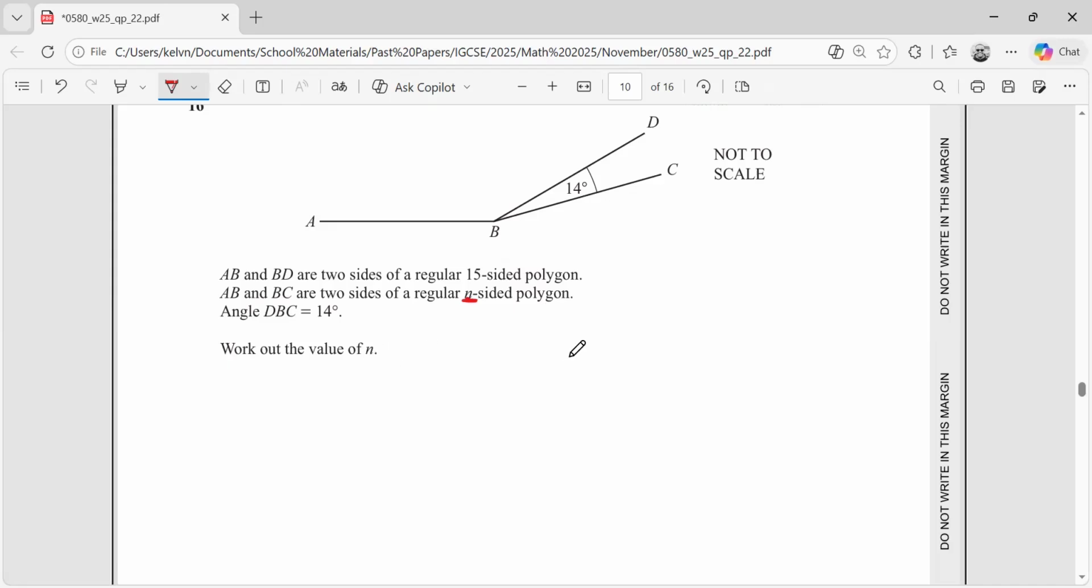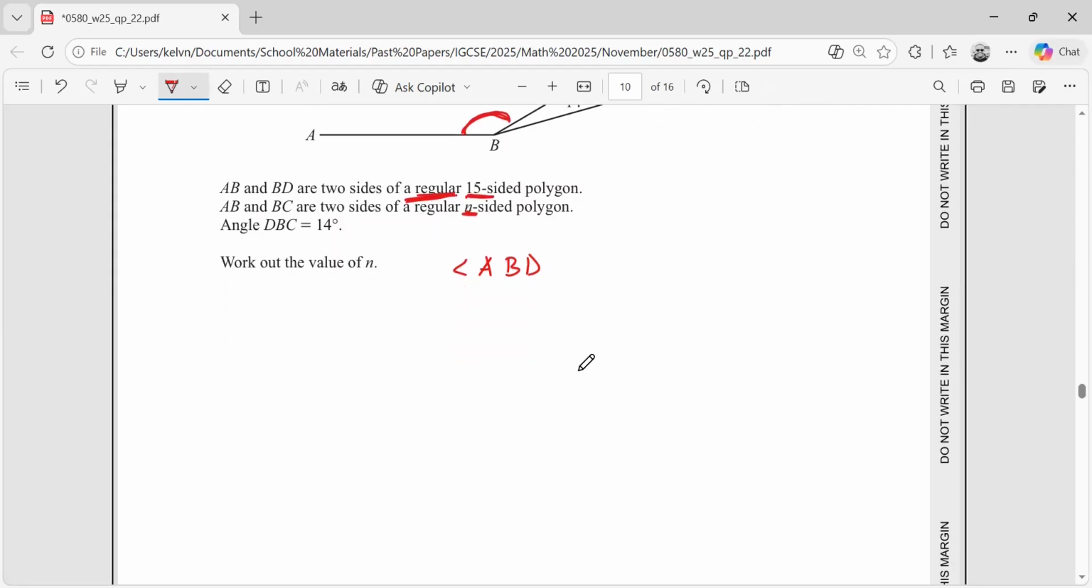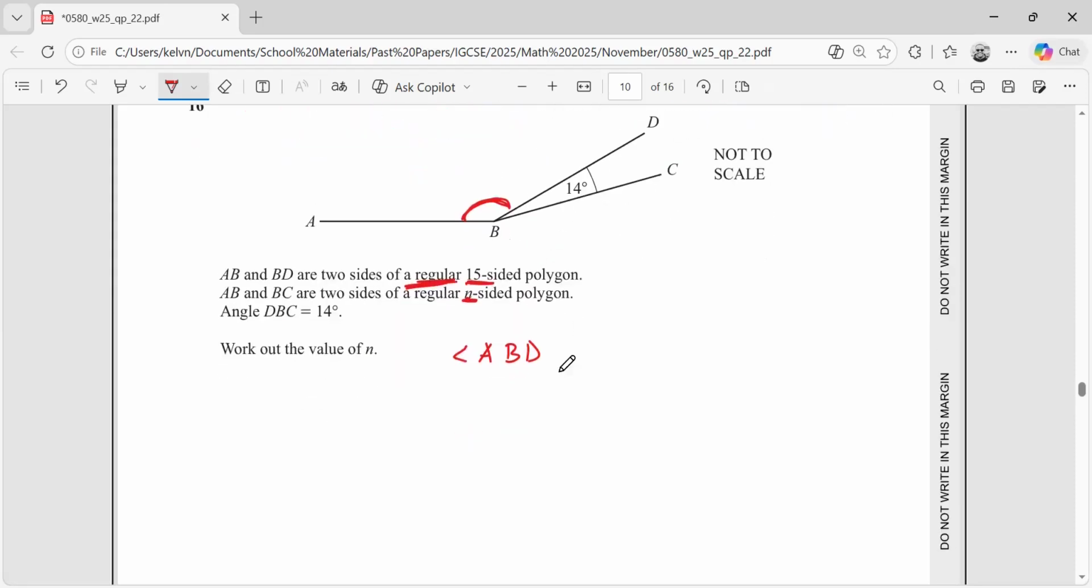Before we find out the value of n, it's good to find this angle. Let's say we found that angle, we can add that angle with this one, and we will be able to find the number of sides. And remember, when it says regular, it means all the angles are equal. Now, let's figure out this angle, angle ABD. For that angle, we already know this is a 15-sided polygon, and it's a regular one. So if we can get the sum of all the angles inside this polygon, we can get that angle, because we're only going to divide it by 15.